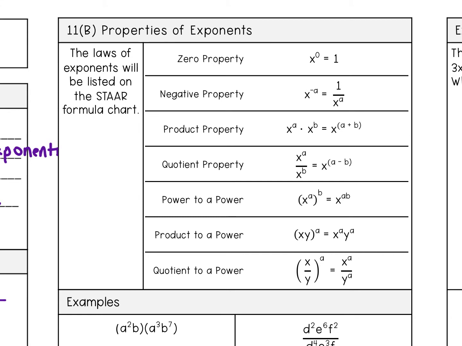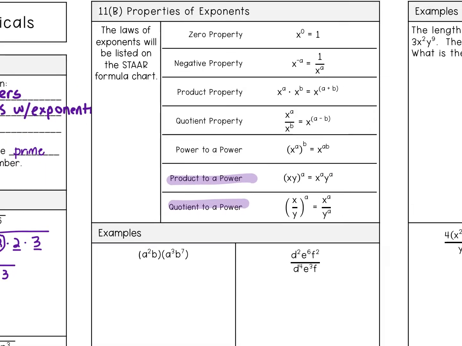One warning, though, is that on here I was nice and I gave you every single rule. But on the star chart, this one and this one are not listed. So that one you need to know. Okay, so let's start looking at our examples.